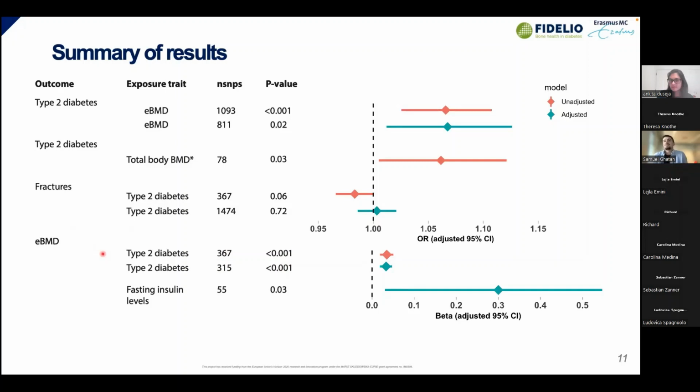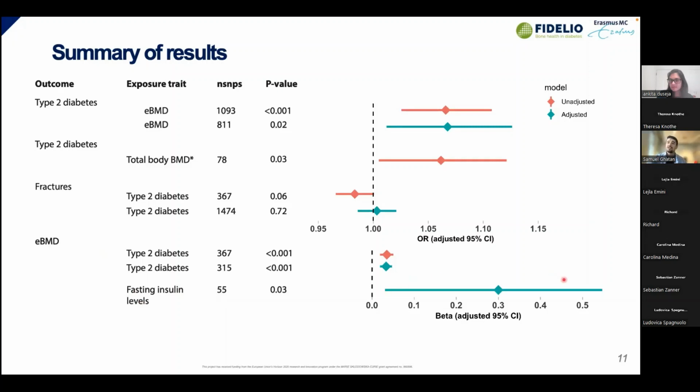And lastly, one last analysis we performed was the effect of fasting insulin levels on bone mineral density. There's a popular hypothesis that the increased bone mineral density in type 2 diabetics is driven by the anabolic effect of insulin on bone. And of course, type 2 diabetics have higher insulin levels. So we performed this using 55 genetic variants from fasting insulin GWAS. And we see a significant result. So the higher your fasting insulin levels, the more bone you seem to form.